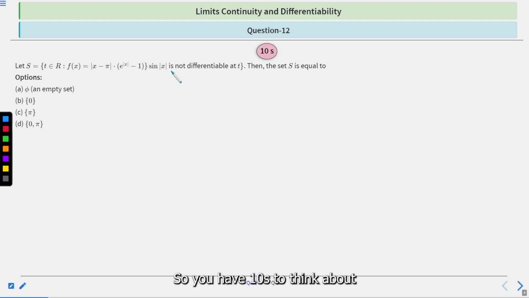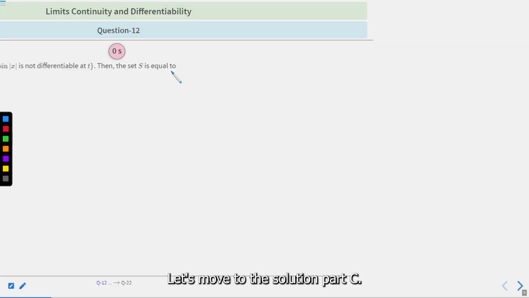So you have 10 seconds to think about and solve this question. After 10 seconds, we will discuss the solution. Okay, let's move to the solution part.